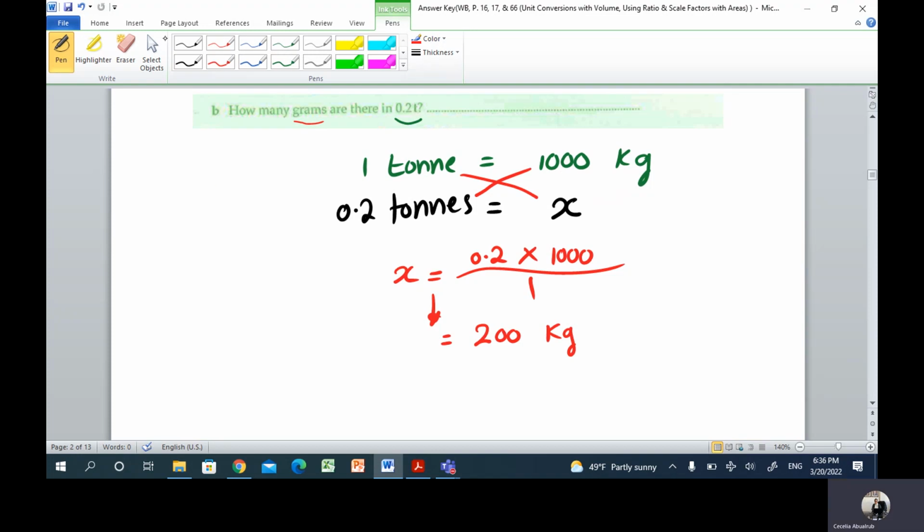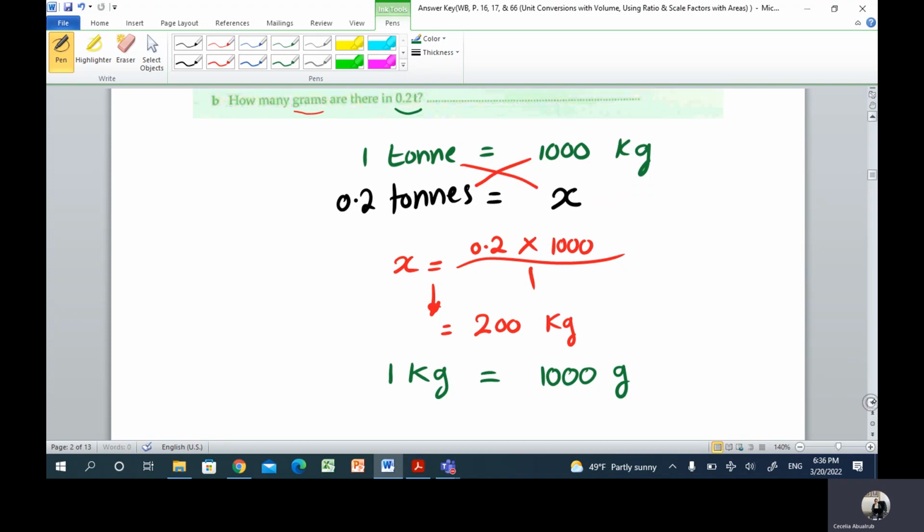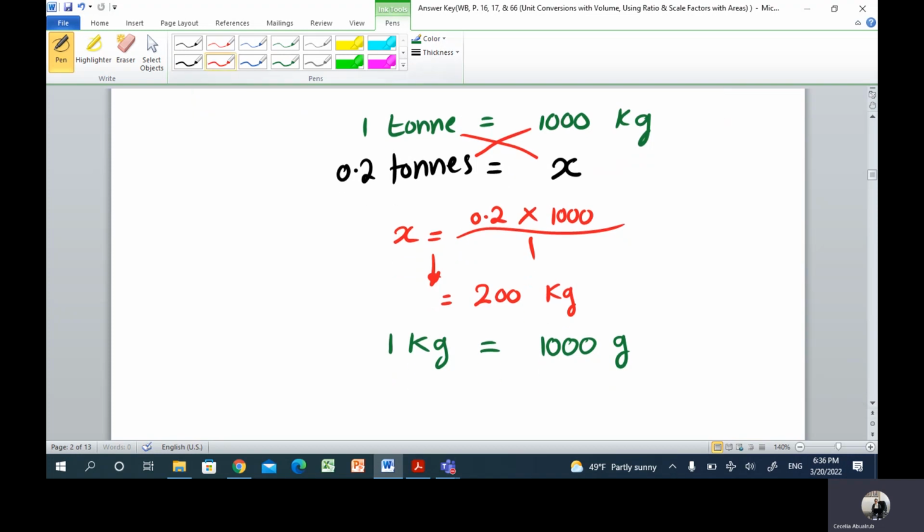So there is another fact, sorry for the interruption, which states that every 1 kilogram is equal to 1,000 grams. Perfect. So now we found our unknown, which is the 200 kilograms. So we must place it underneath kilograms equals to, and this is my new unknown.